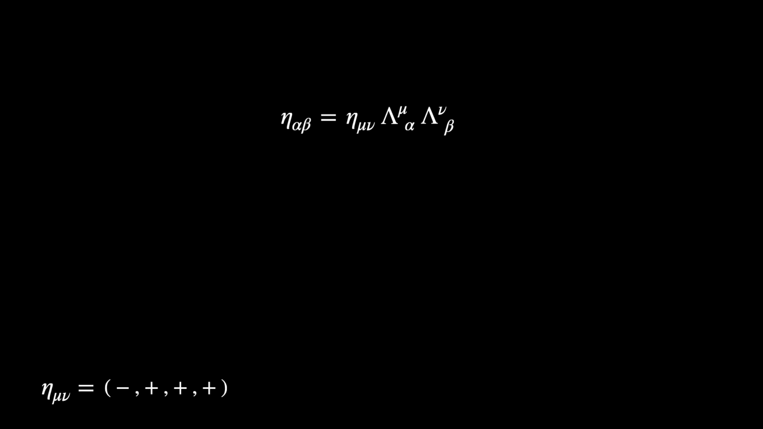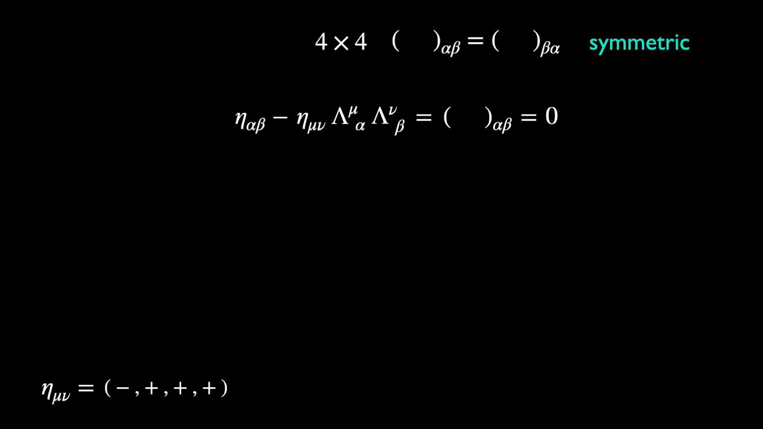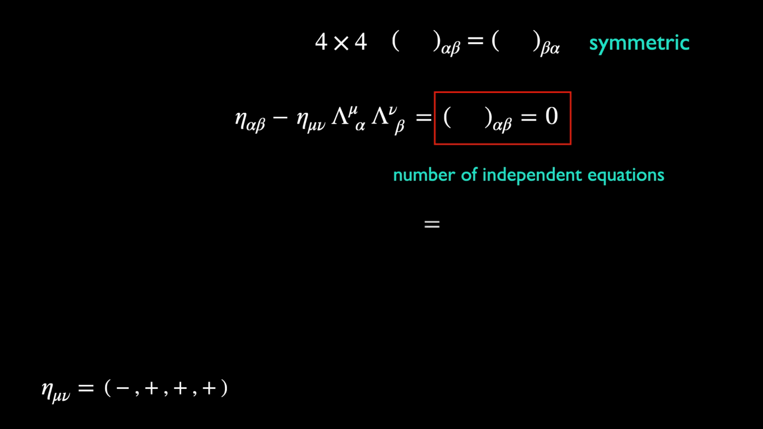Let's first count the number of constraint equations. The matrix represented by the bracket is a 4x4 symmetric matrix. So the number of independent components is 4 squared minus 4 diagonal terms, and dividing by 2, this would give the upper off-diagonal terms of the matrix. Then add the diagonal terms. So we have 10 independent equations.